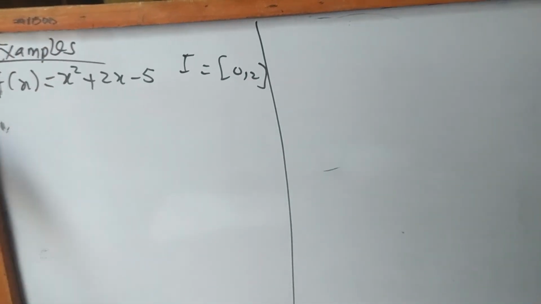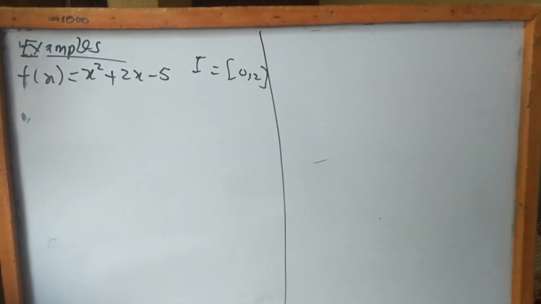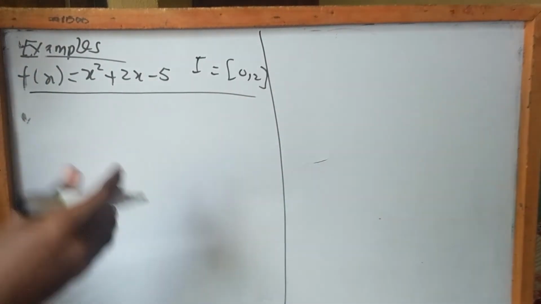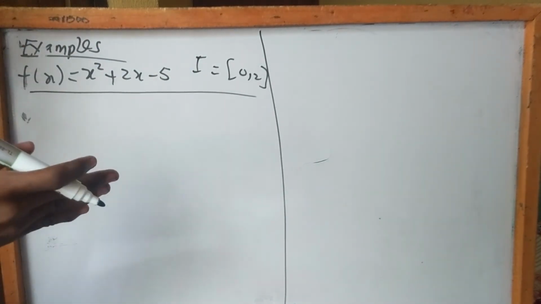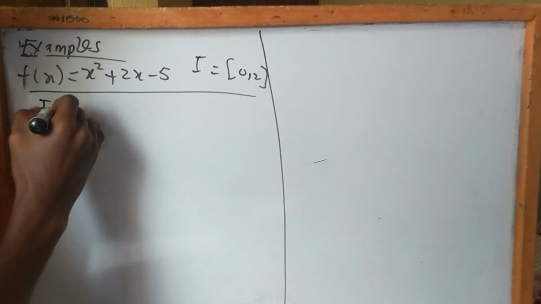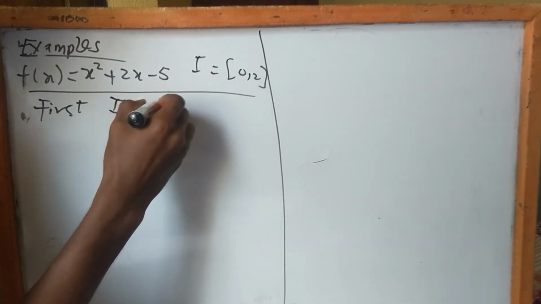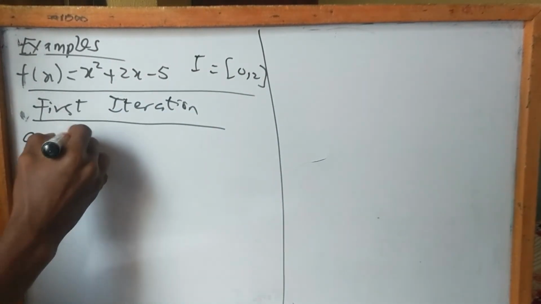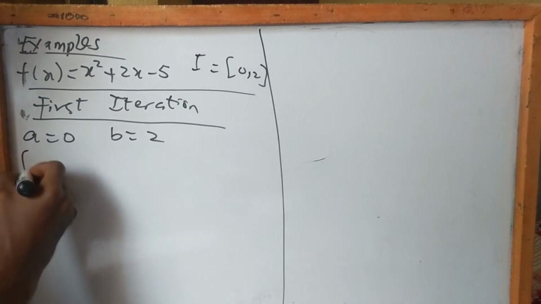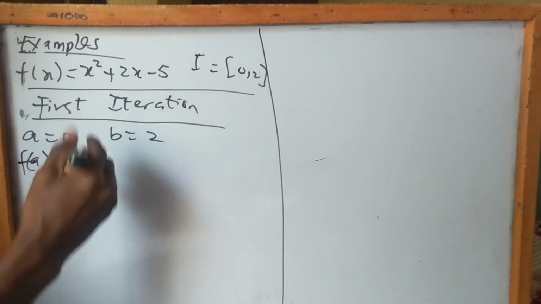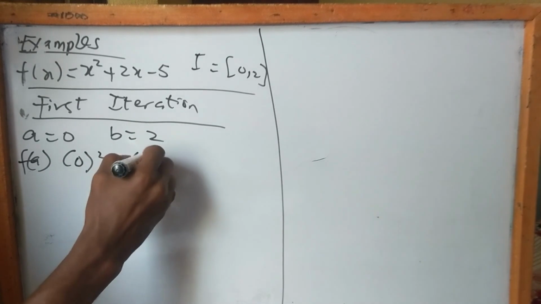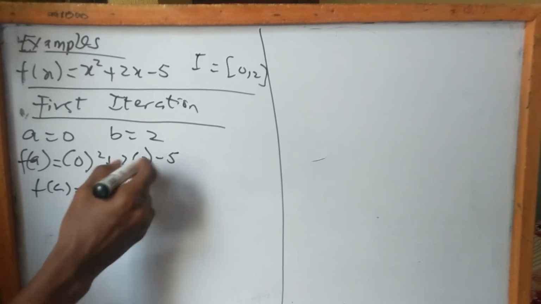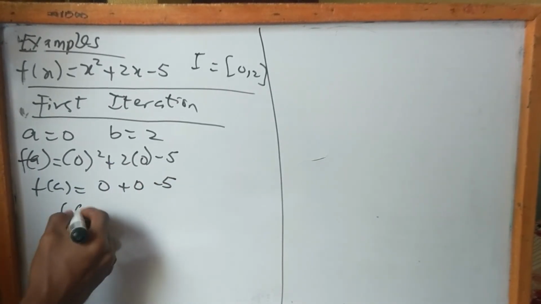So we can follow the same process we did in the last example. The domain is 0 and 2. Let's use the bisection method just like we did for the previous example. Our a, according to this, is 0 and our b is 2. We're going to find f of a by substituting 0 into the function. That's 0 squared plus 2 times 0 minus 5, which is 0 plus 0 minus 5. So f of a is minus 5.